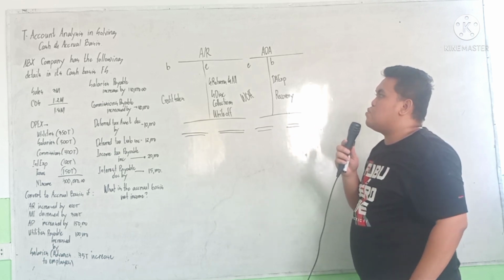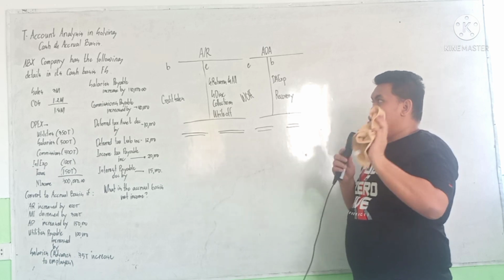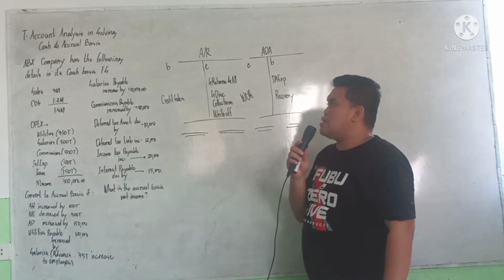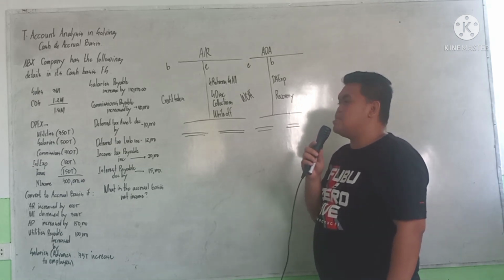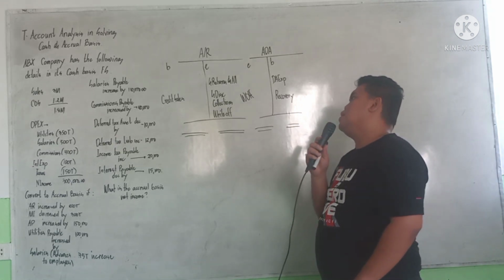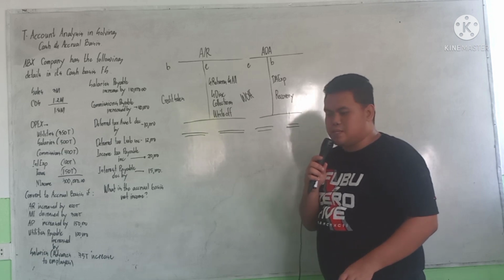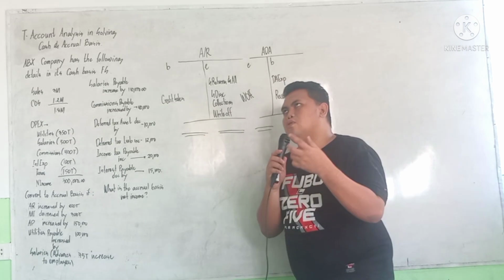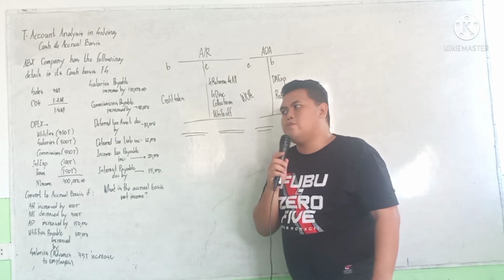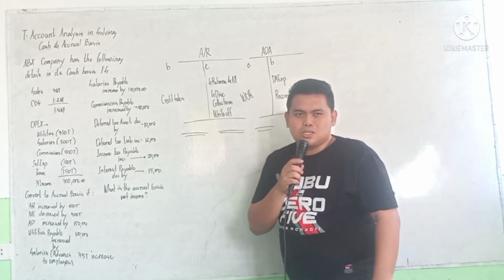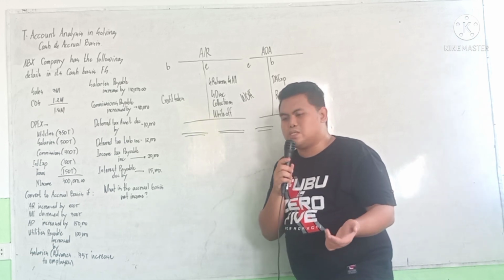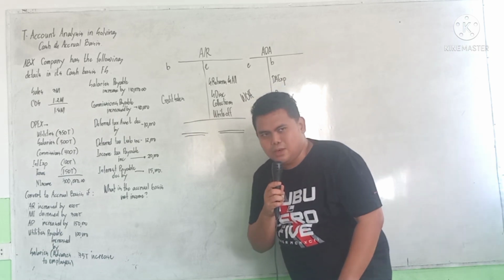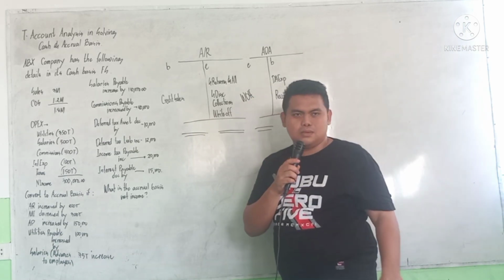So, let's apply it to cash and accrual basis. But first, let's go through the problem. The problem is ABX company has the following details in its cash basis financial statements. Now, discuss na to unsa ning cash basis financial statements. So, the cash basis financial statements has also debit and credit. However, nakabase sa cash inflow and outflow. Like for example, if there are cash inflows from customers, mo nang ibutang niya sa sales.